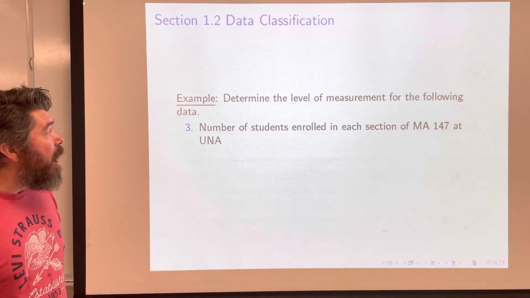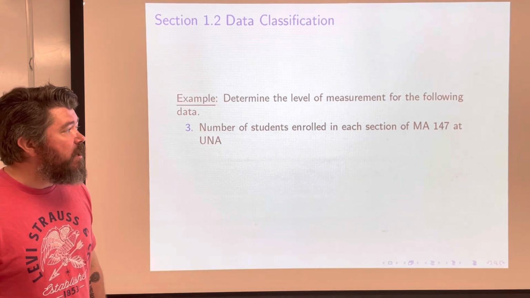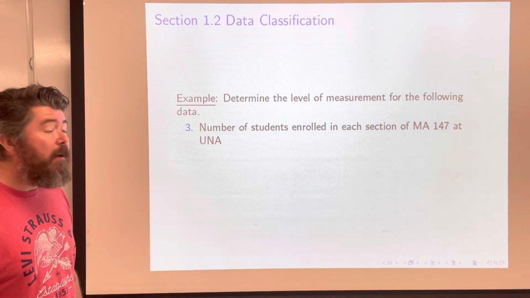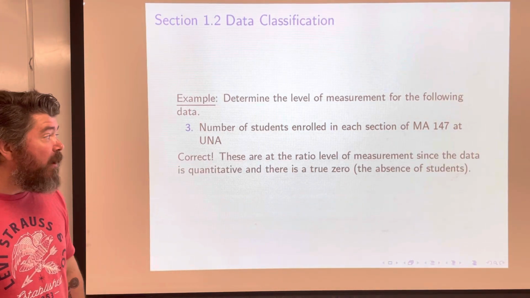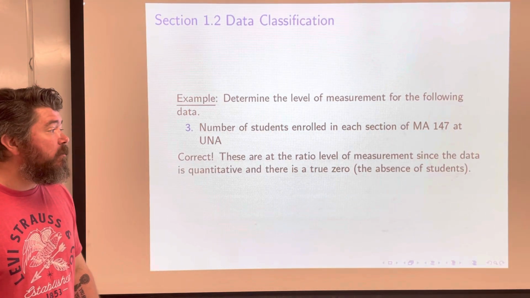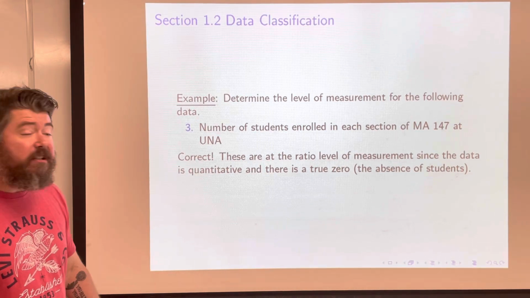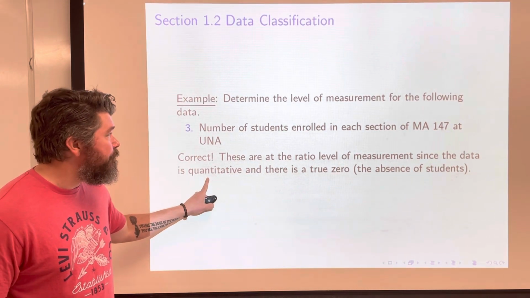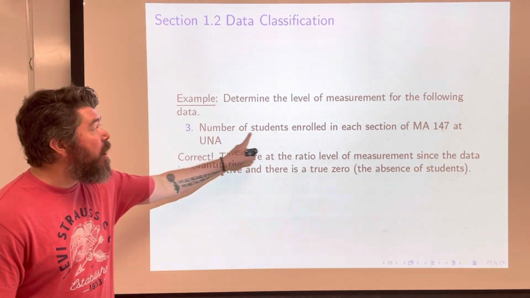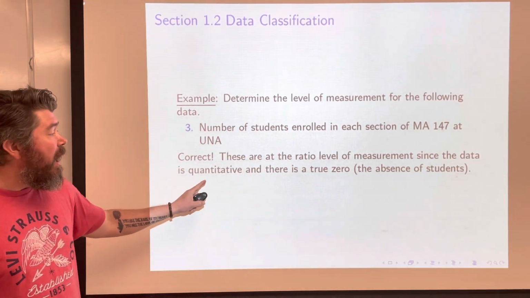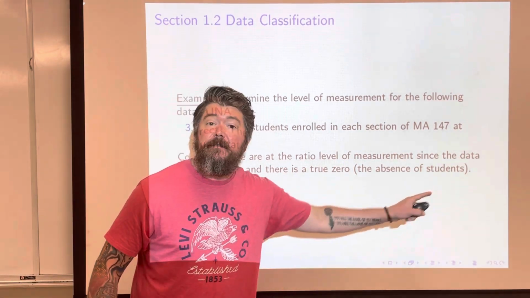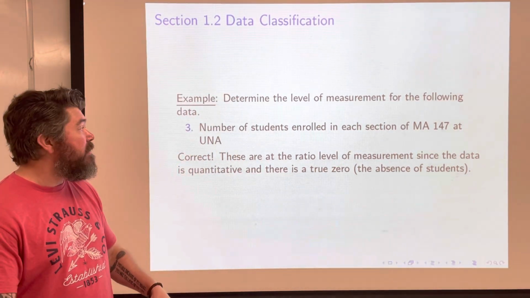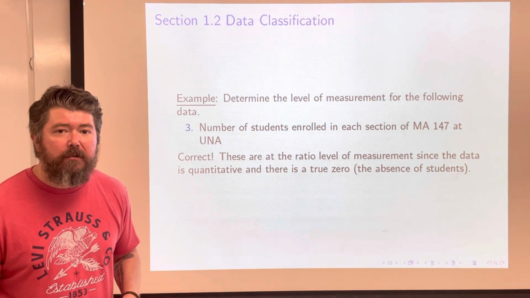Another example, number of students enrolled in each section of Math 147 at UNA. Correct. These are at the ratio level of measurement. Since the data is quantitative, it's a count, right? The number of students, and there is a true 0, right? There's an absence of students. 0 means no students are enrolled.